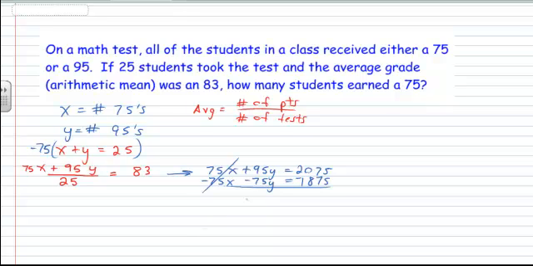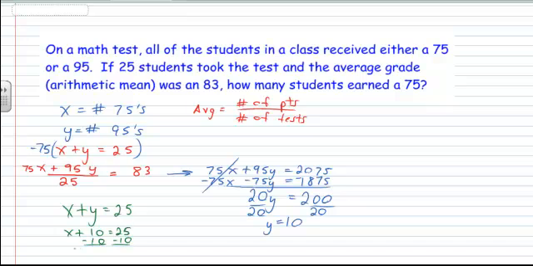Adding straight down, the x's cancel, and we have 20y equals 200. Divide both sides by 20, and y equals 10. Once again, be careful here, because 10 is likely to be one of the answer choices, but it's not right, because we're not looking for the number of people that had a 95, which would be 10. We're looking for the people that had 75s. So we have to plug into one of the sentences, x plus y equals 25, and we'll plug 10 in for y. So x plus 10 equals 25. Subtract 10 from both sides, and x equals 15.